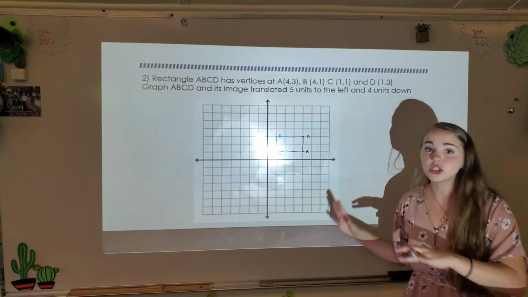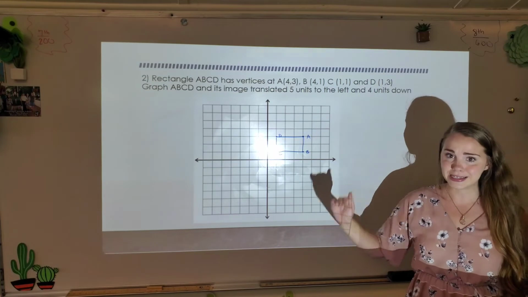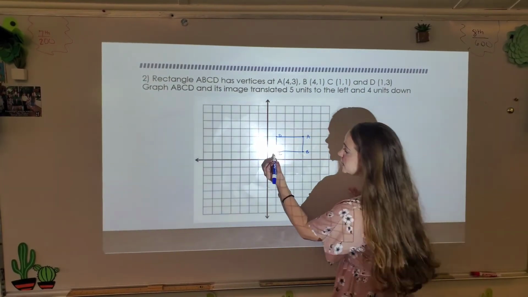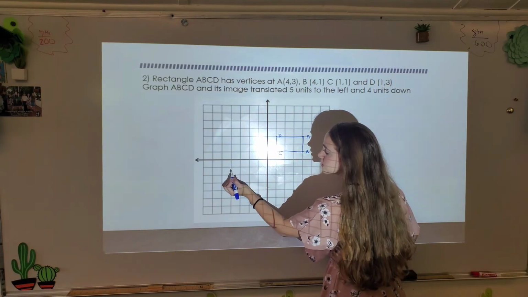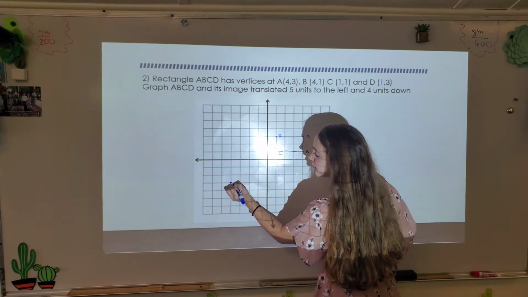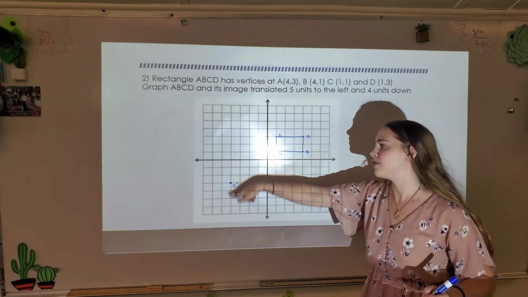Translated is when we just move it. So they want us to move it 5 units to the left and 4 units down. So we're just going to take every single point and move it 5 units to the left, and 4 down. Wait till you're at your final destination before you write the new dot. Don't go 5 and write a dot and then 4 and write a dot.